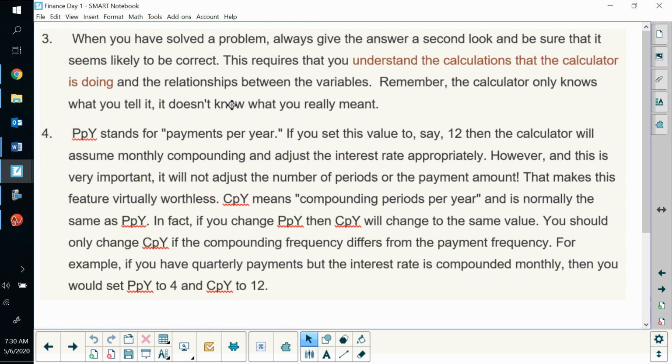So always see if your answer makes sense because it's easy to type something in wrong. And the PPY we talked about was like 4 if it was quarterly, 12 if it was monthly, and so on. And I can't remember if I mentioned a second ago, but this is all in the notes packet that is listed on Schoology.